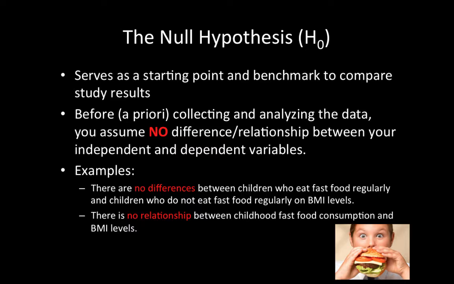So notice that in the first null hypothesis, we're stating that there are no differences between two different groups of children. Those two groups of children, one group eats fast food regularly, and the other group does not eat fast food regularly. Whereas in the second null hypothesis, we're looking at the relationship between two different variables. The first variable, our independent variable, would be childhood fast food consumption, and our dependent variable is BMI levels. We're trying to test the relationship between two different variables.